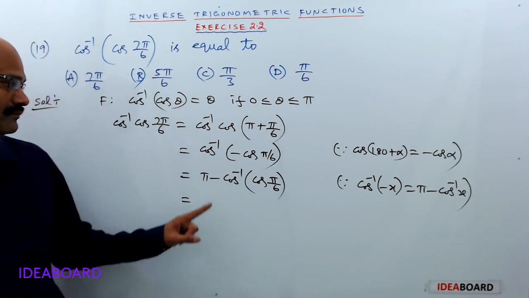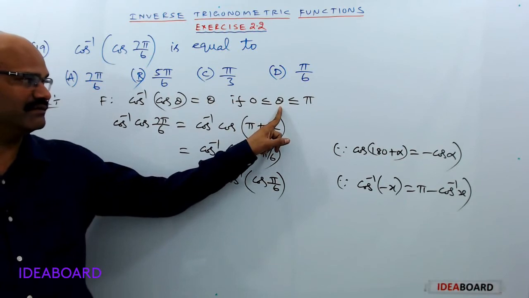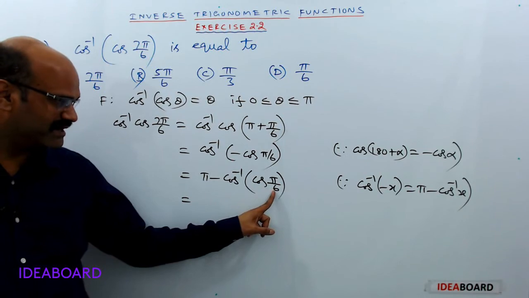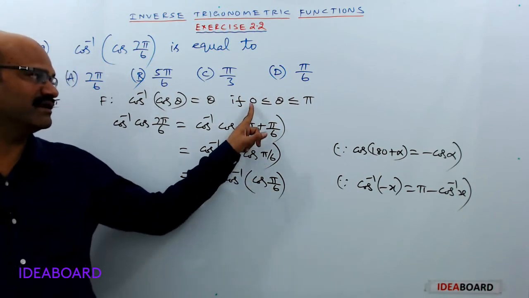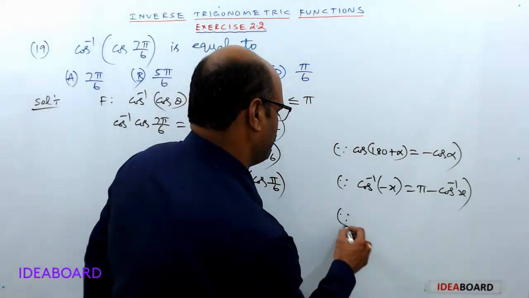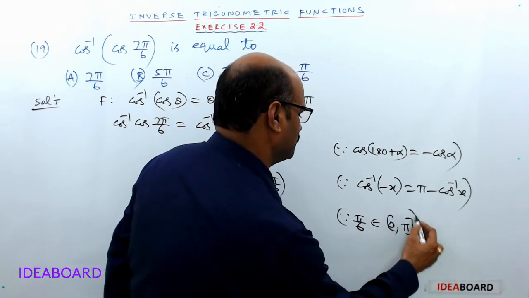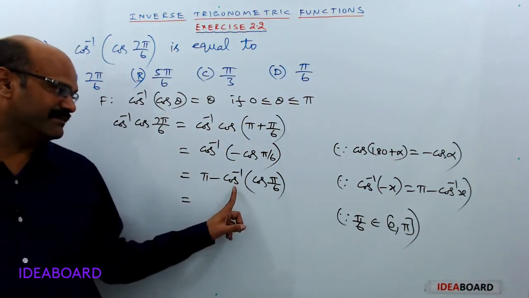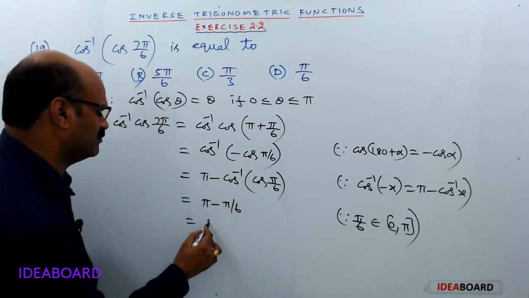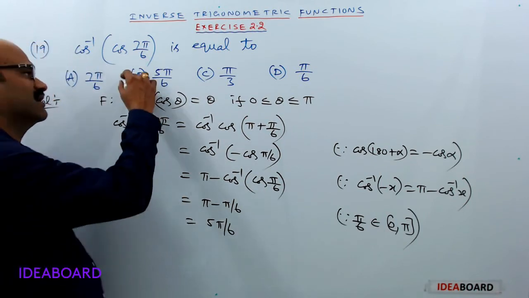Cos inverse of cos theta is always equal to theta if theta lies between 0 to pi. So here pi by 6 clearly lies in the closed interval 0 to pi. Since pi by 6 belongs to the closed interval 0 to pi, it can be written as pi by 6. So pi minus pi by 6 equal to 5 pi by 6. So option B is the correct answer.